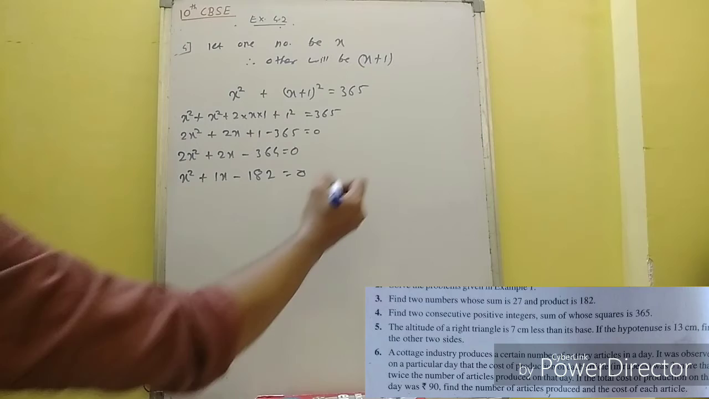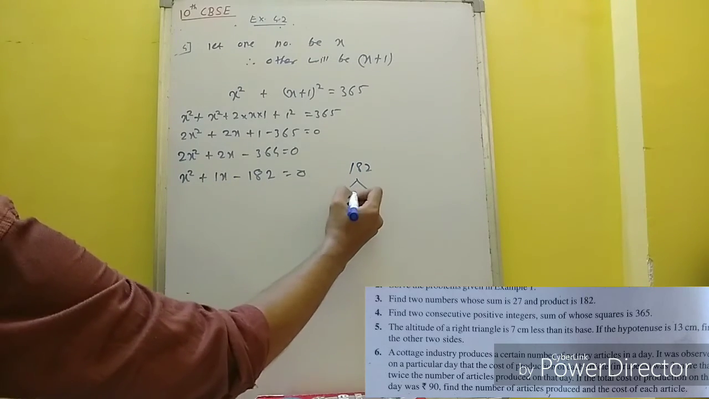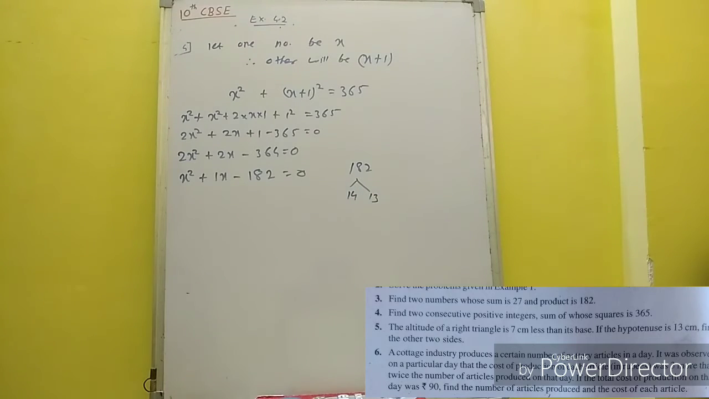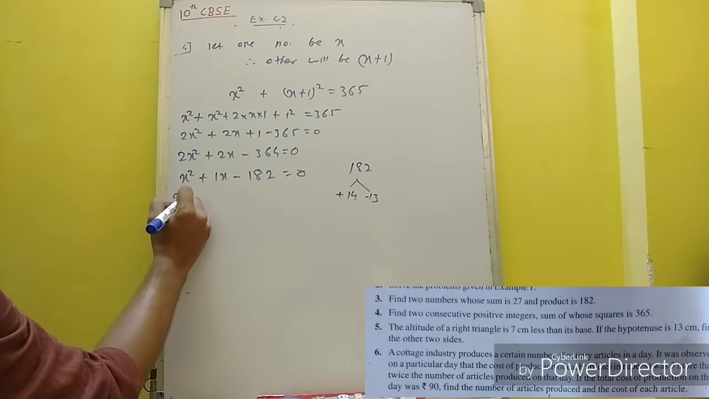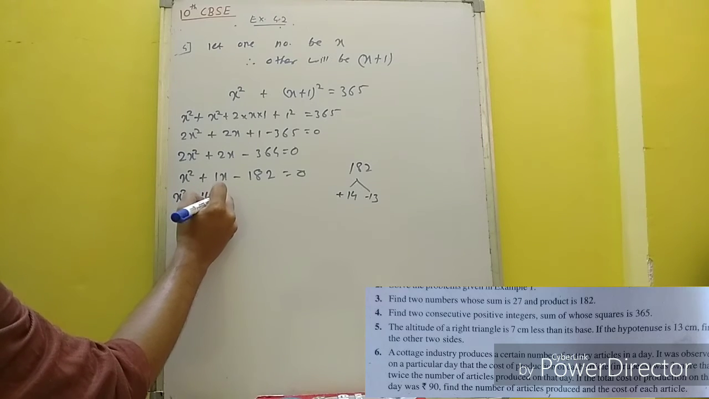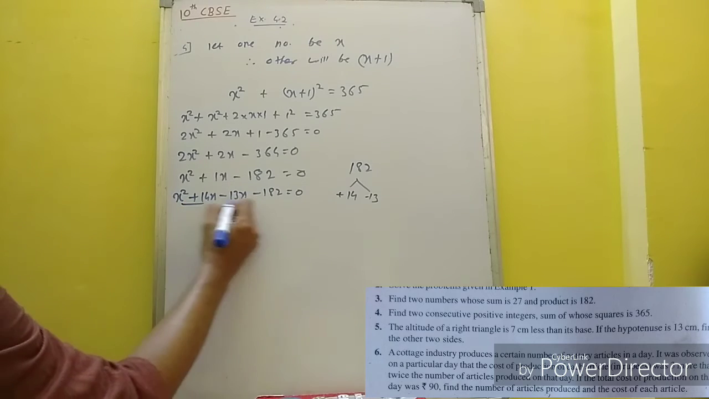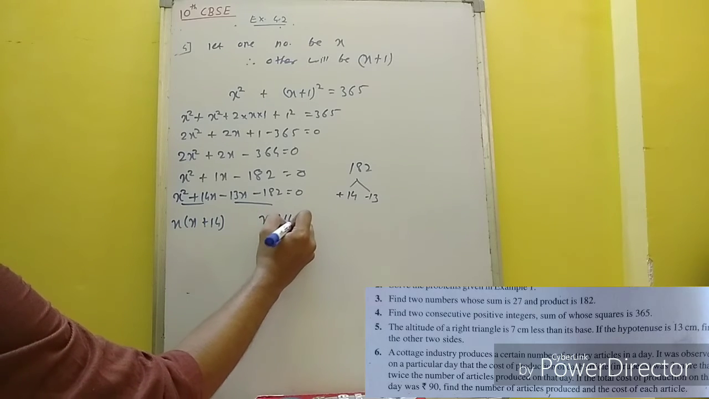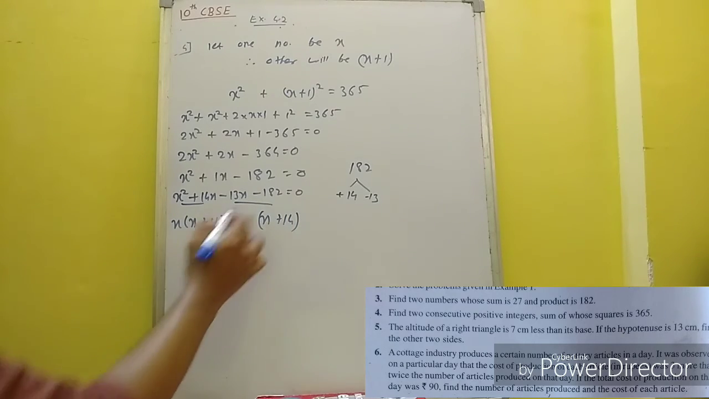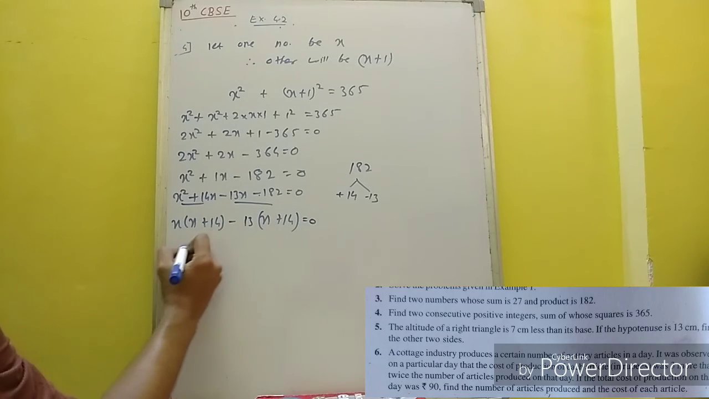Again we are having 182, so we need to split 182 in such a way that in subtraction I should get 1. So yes, again it is 14, 13. The subtraction means one gets minus and one gets plus, so the middle number's sign goes to the greater one, plus, and minus to the 13. So x square plus 14x minus 13x minus 182 is equal to 0. So when I take common, I will have x plus 14, here also x plus 14. Signs are changed, so the last sign is changed, minus, and 13 is taken as common, is equal to 0.